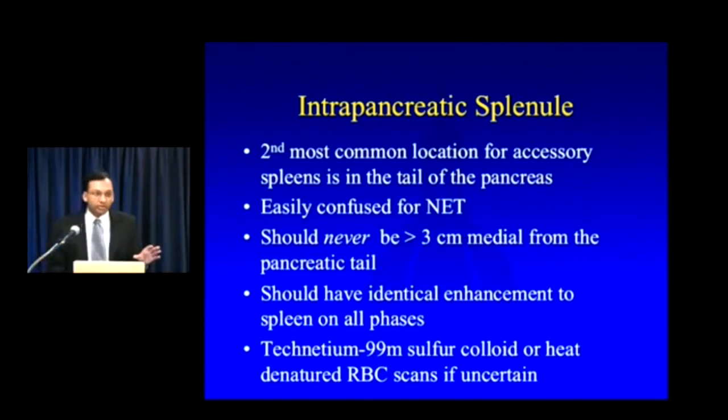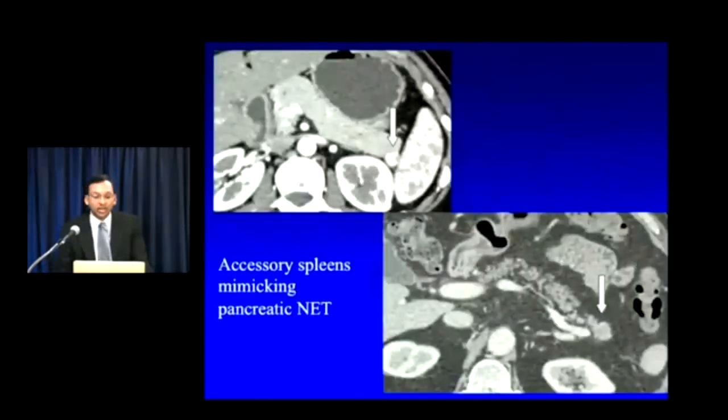If you're not sure, this is one of those instances where you've got to get another test. Get a sulfur colloid Tc-99m scan or a heat-denatured RBC scan, just to make absolutely certain that you're not sending the patient to the operating room for what is fundamentally a benign lesion.